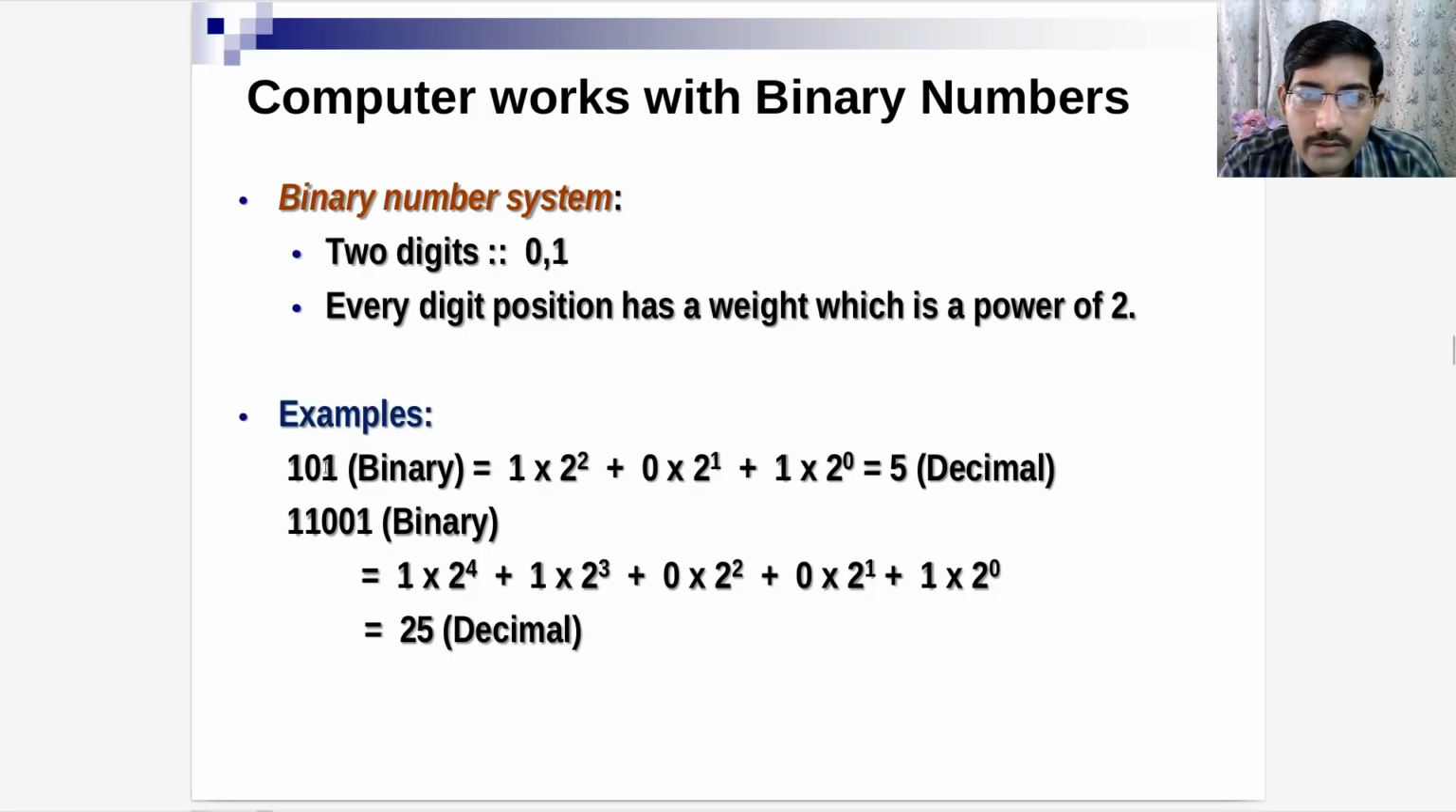You can see in decimal, the leftmost digit is multiplied by 10 to the power 2, so 10 square. Here, the leftmost is multiplied by 2 square, the middle by 2 to the power 1, and the rightmost by 2 to the power 0. So this is your decimal. Similarly, if you convert binary to decimal, you will get it this way. So computers work with binary numbers.